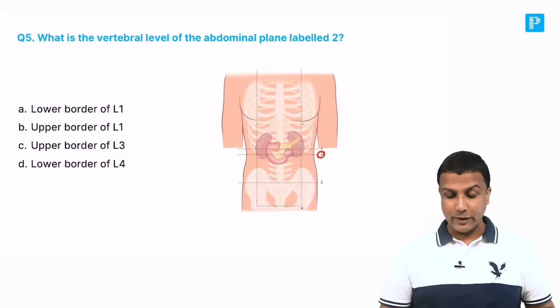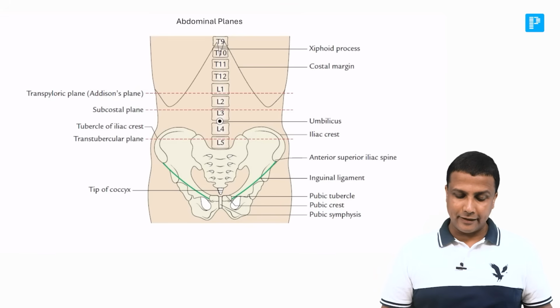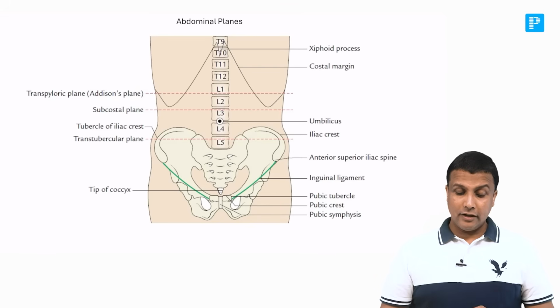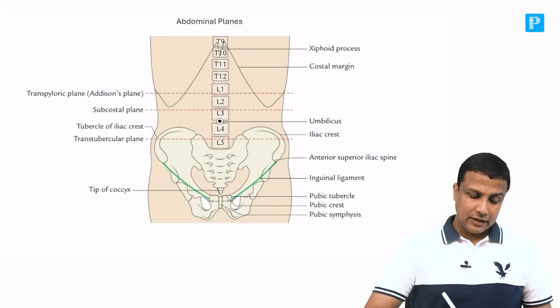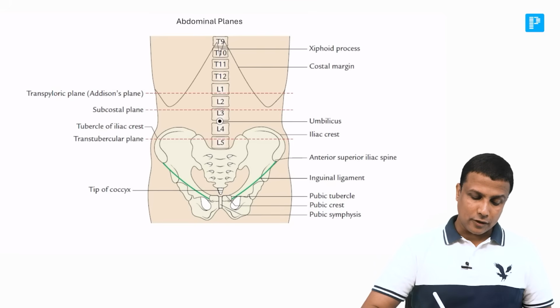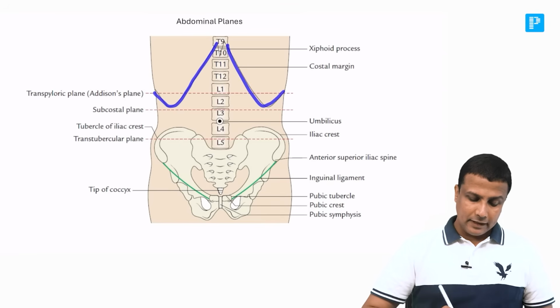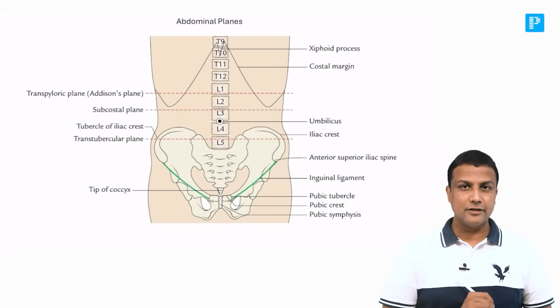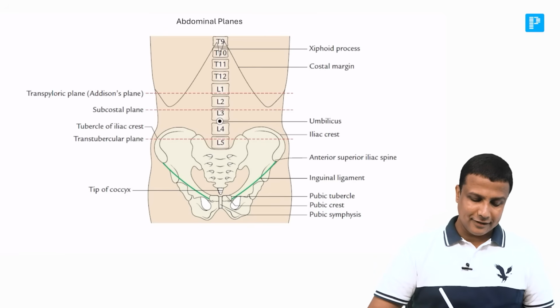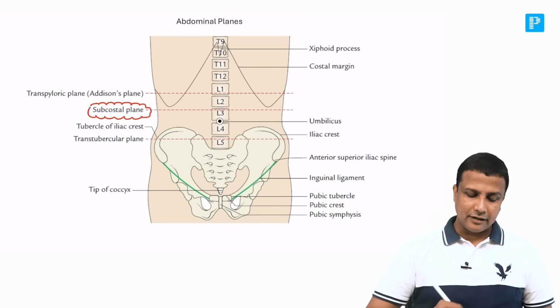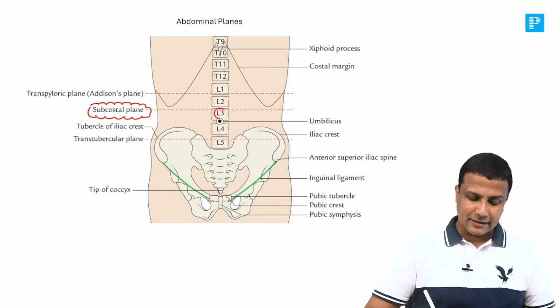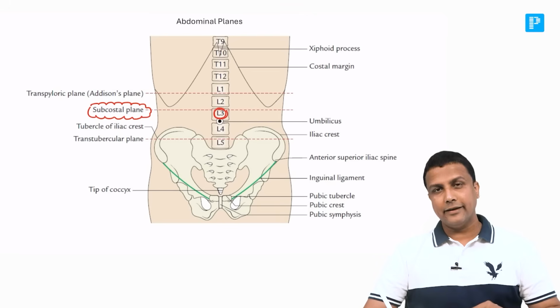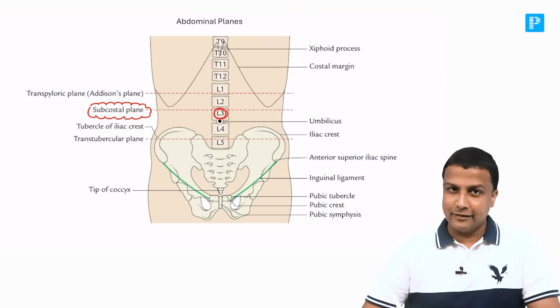Now, let me show you one more image here to get more clarity, my dear friends. In this diagram, you are able to see this one will be the costal margin. This is the costal margin here. And this plane is the one which is going to touch the lowermost part of the costal margin. That is the reason why this plane is referred to as subcostal plane. And we can very clearly see the subcostal plane is passing at the level of L3, and that too at the upper border of L3.